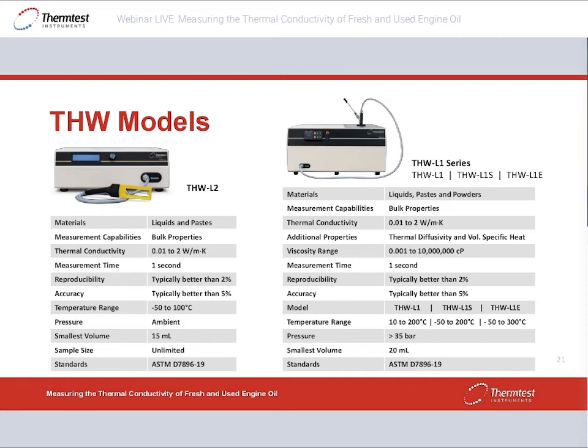There are different models according to the temperature range. The basic model goes from 10 to 200 degrees. Depending on the lab temperature, it can start measurements from 5 or 0 degrees, but with longer waiting times. And we also have the THWL1S and THWL1E for temperatures from -50 to 200 or 300 degrees. And in all these three models, we can apply pressures up to 35 bar.